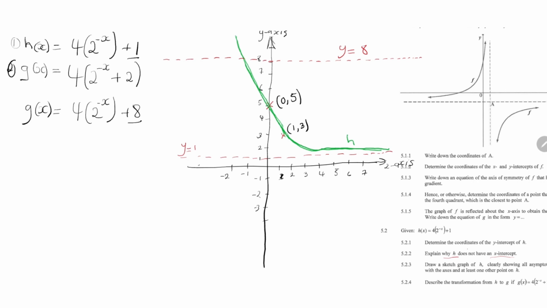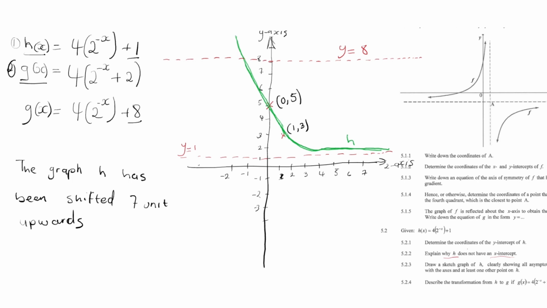So what kind of a transformation is that? That means our graph h has been shifted 7 units upwards. So that is how we describe the transformation from h to g.